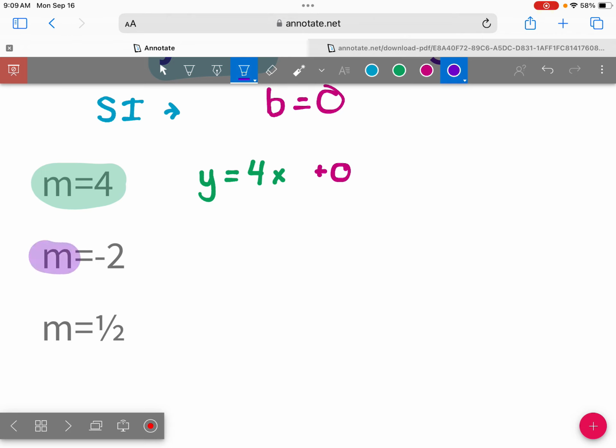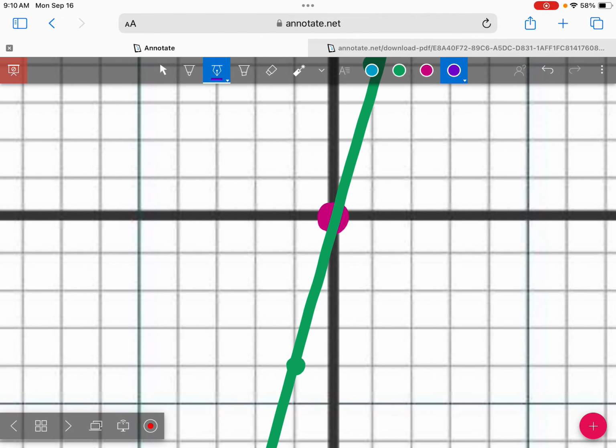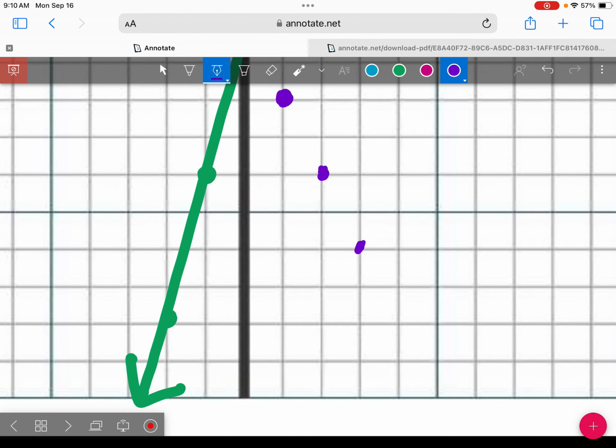Same graph. Now we're going to do m equals negative 2. What's my equation for this one? Y equals negative 2x, still plus 0. The only thing different is my slope. Instead of going up 4, right 1, we're going to go down 2, right 1. Still has that y-intercept at 0. So down 2, right 1. Down 2, right 1, as many points as you can until you fill up your graph. My graph's a little bit bigger than yours.